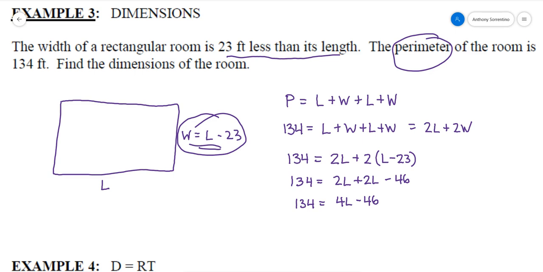Now I'm ready to isolate the variable, which in this case is L. So I'm going to add 46 to both sides. And when I do that, I'm going to get 180 equals 4L. Dividing both sides by 4, I get that L equals 45. Which means that this is 45 feet.